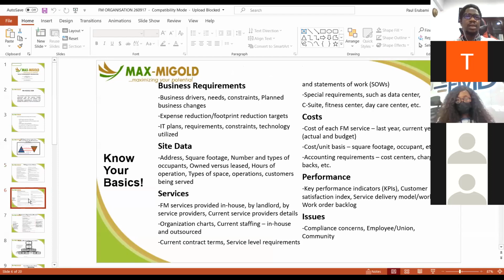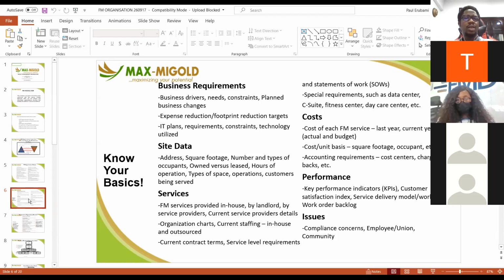So what are your basics as an FM? You need to understand where you're coming from. When I was talking about in the last class about setting the stage for outsourcing, this is not just about outsourcing. This is about you being able to understand your organization, being able to understand your business, being able to have a full grasp of what you've been asked to manage. So the first thing you must know as a facility manager when you are managing any organization's assets is to know their business requirements. What are the business drivers?